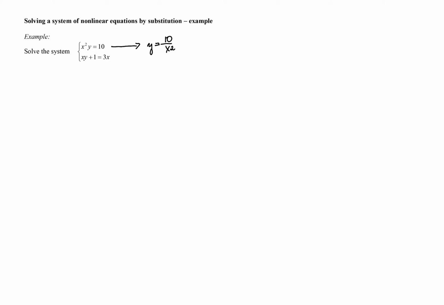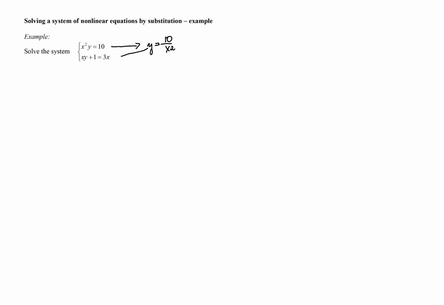If x were 0, then the first equation would be 0 equals 10, and obviously this equation would not be true, and therefore there is no solution for which x is 0 for that system of equations. So the first equation gave us y equals 10 over x squared.